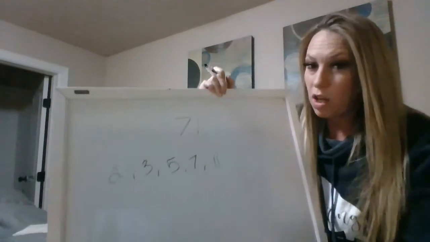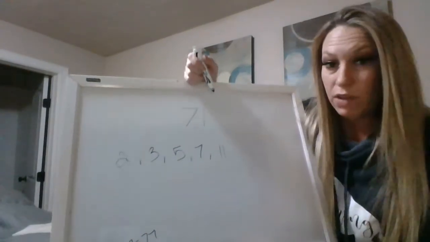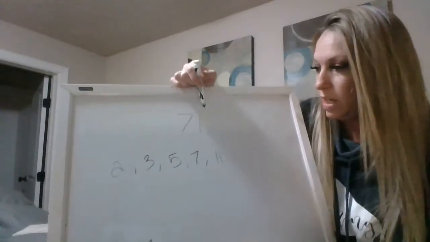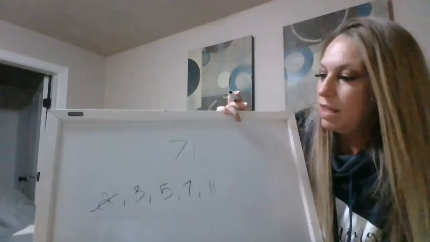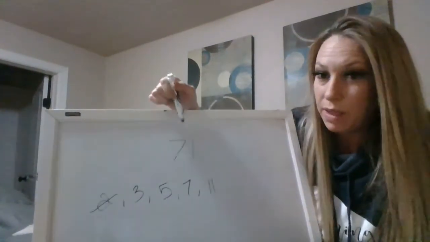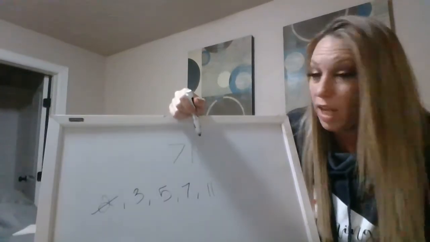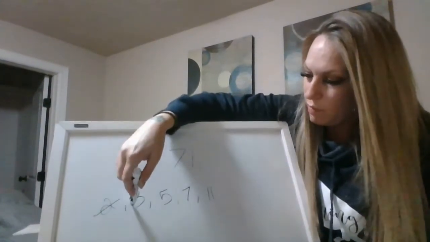Okay, so I'm going to start off with 2. I can tell right away that 2 is not going to go into 71 because it's not an even number. So I'm going to go ahead and cross that one off. The next one is 3. We check 3's divisibility test by adding up the digits. 7 and 1 equal 8, and 3 cannot go into 8. So I'm going to go ahead and cross off my 3.